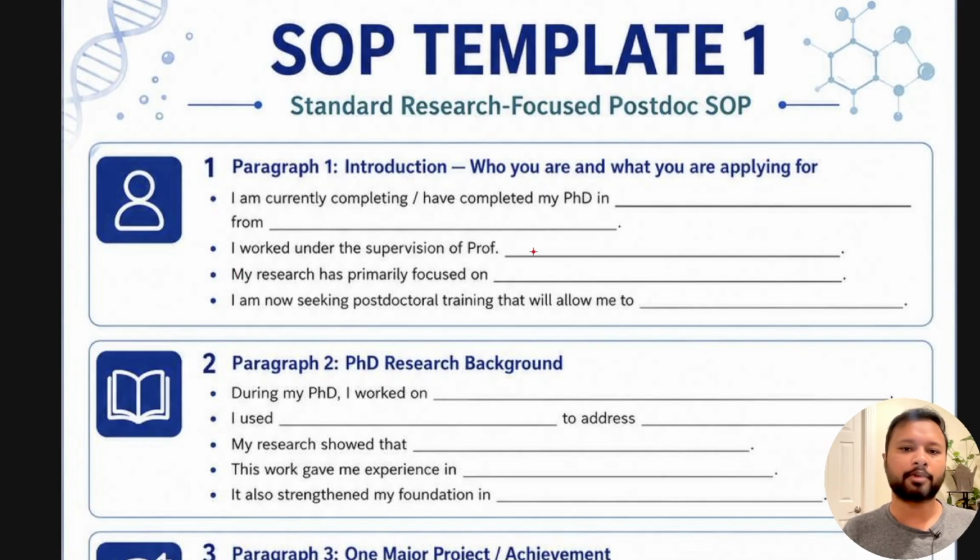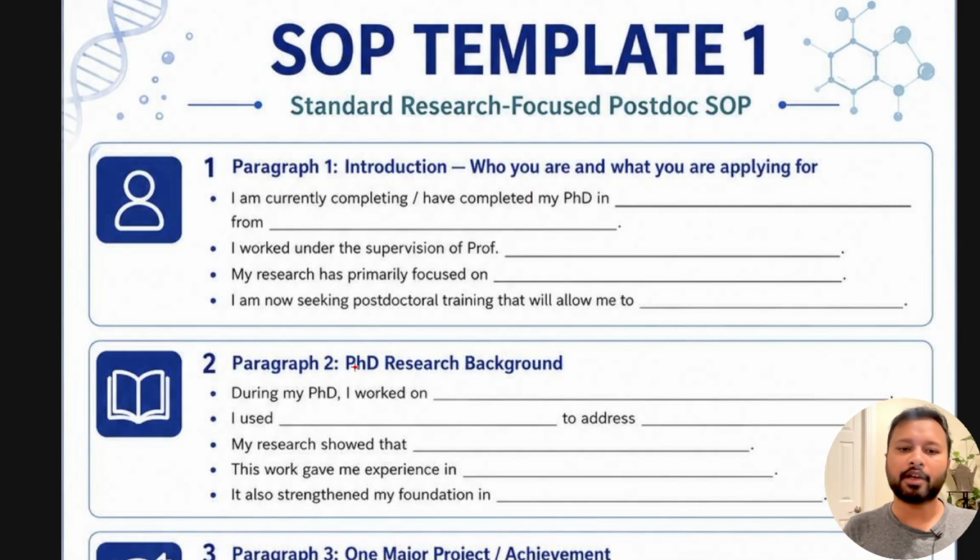I worked under the supervision of whoever you have worked under, and my research has primarily focused on whatever your research has focused upon, that you can tell over here. And I'm now seeking a postdoctoral training that will allow me to, and here you say what you are looking for from that postdoctoral training. So you can put that in the first paragraph.